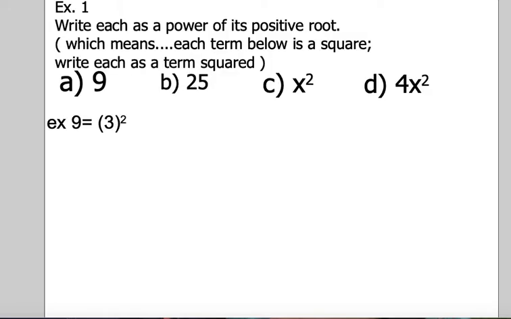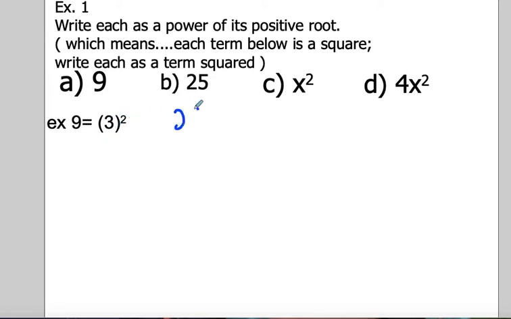So let's take a look at an example here. It says write each as a power of its positive root, which means each term below is a square. Write each as a term squared. So for here, we've got 9. 9 is equal to a base 3 squared.